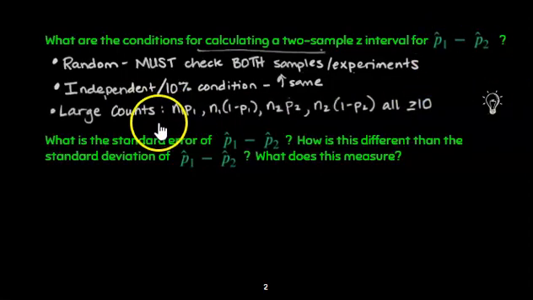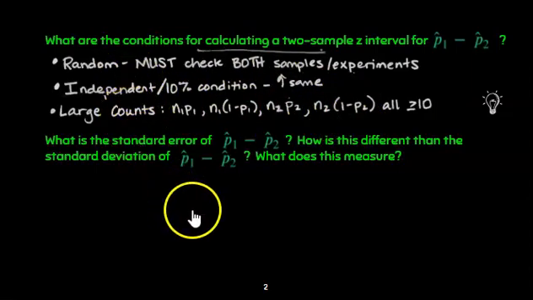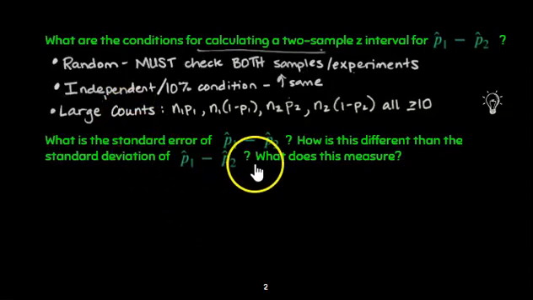And then large counts. Is n times p greater than 10 and n times 1 minus p greater than 10? You just have to check both samples. That's the only change here. You have to just double your work in some ways, but it's not that bad. Same three criteria.